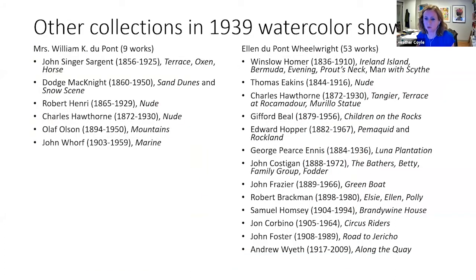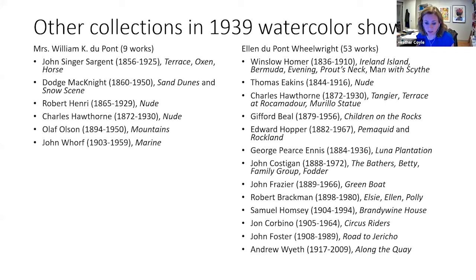When Sexton loaned to the 1939 watercolor exhibition, his moody modernists appeared alongside works from two other private collections, very different collections. Both other collectors were women in the DuPont family, and their collections stretched from the 19th century to contemporary. So the show was not focused on contemporary watercolors. Indeed, it went from John Singer Sargent and Winslow Homer all the way to Andrew Wyeth.